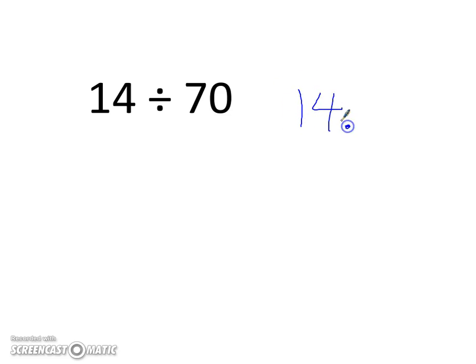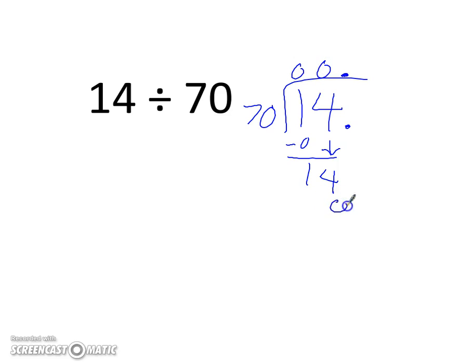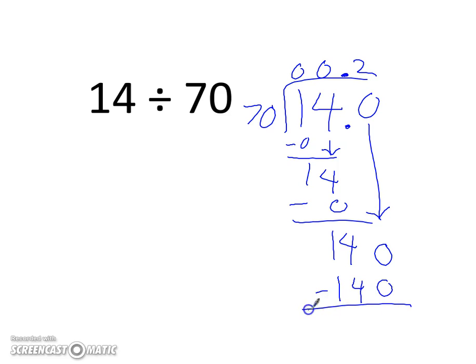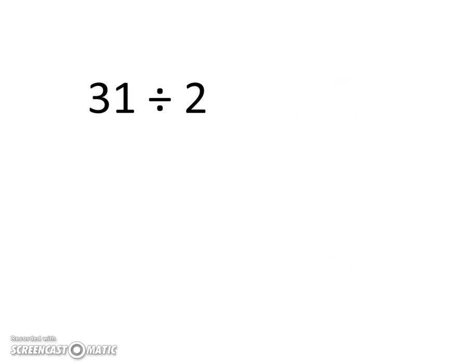So we got 14 divided by 70. 70 does not go into 1. 70 does not go into 14. Add my 0 and bring it down. 70 into 140. Well, that's just because if I get rid of a 0 on both of them, that's probably just how many 7s in 14, which would be 2. 2 times 70 is 140. And I'm done. My answer is really just 0.2. Stop the video when you try it.